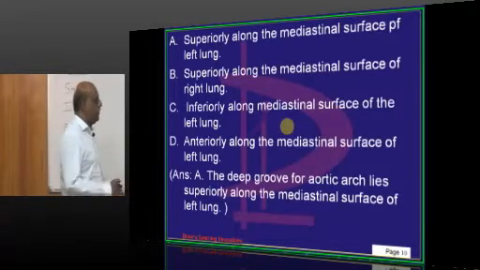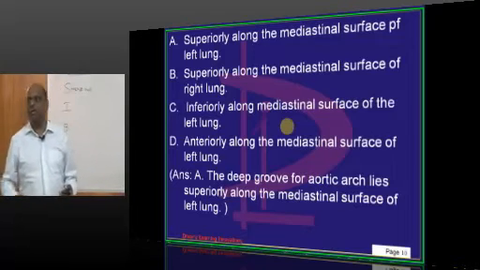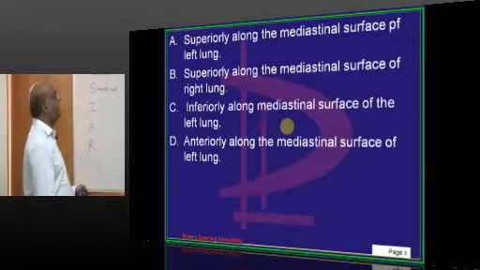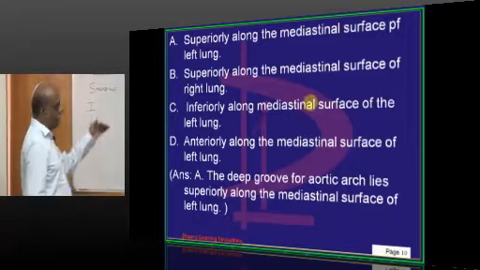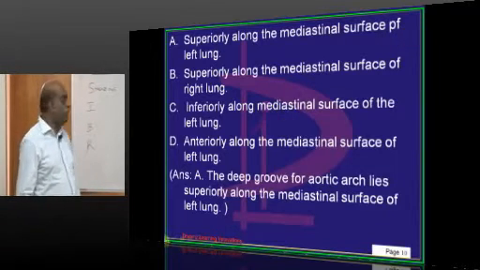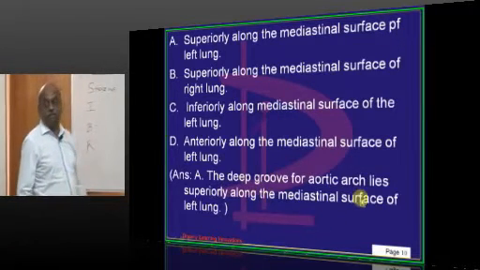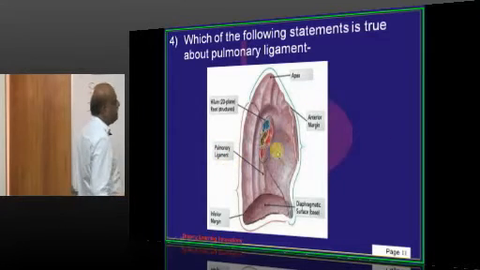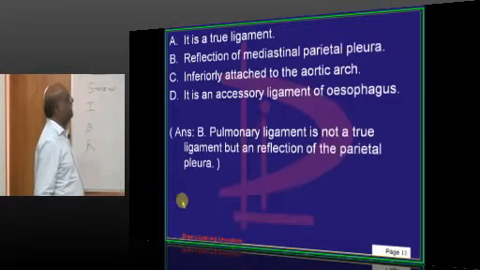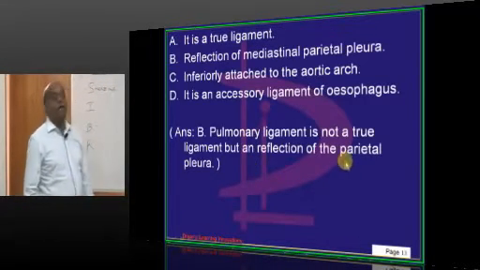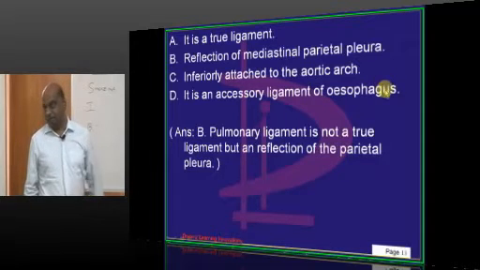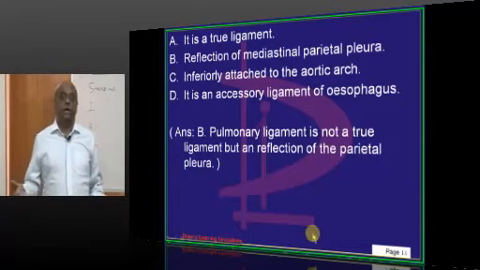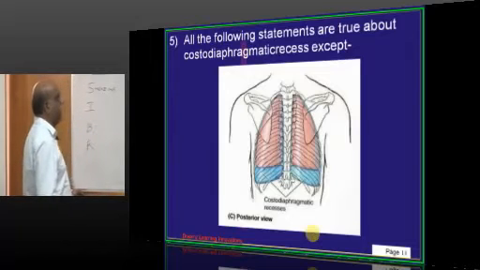Where does the deep groove of the aortic arch basically lie? The deep groove of the aortic arch lies superiorly along the mediastinal surface of the left lung is what needs to be remembered. With regard to the pulmonary ligament, the pulmonary ligament is not a true ligament, but it is a reflection of the parietal pleura is what you need to basically remember.